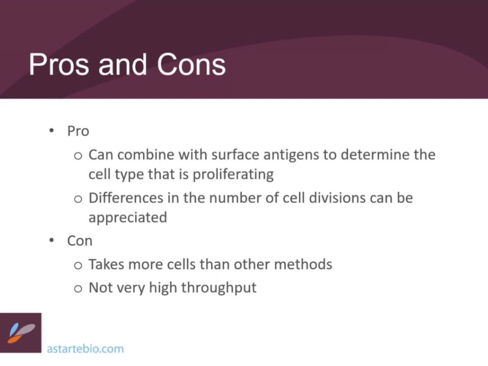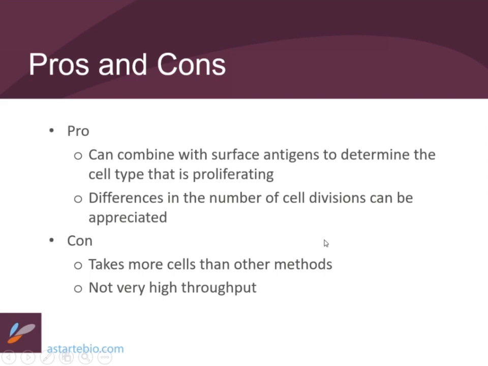So this is a really helpful technique because you can combine it with surface antigens. I didn't show you a whole lot of colors there, but you can imagine you can tag all kinds of different receptors or cytokines, anything you can imagine that you could combine in. And you can also appreciate the number of cell divisions that are taking place. If you were only measuring, say, S phase, you wouldn't necessarily see the effect of those T suppressor cells quite as clearly.